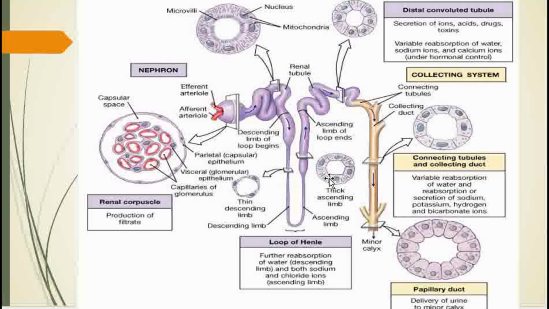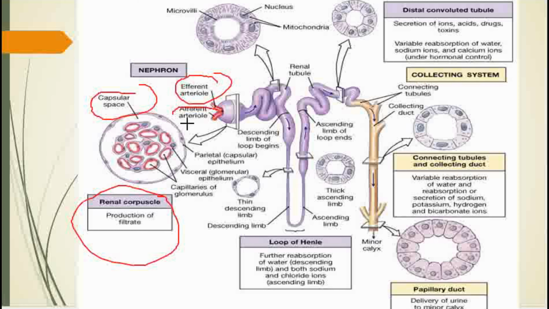Next, in the summary you can see this picture, the nephron. Here you have the capsular space and the renal corpuscle, where the production of filtrate occurs. Here you have the afferent arteriole, and a magnified picture is given. You can see the capillaries of the glomerulus, and here the proximal convoluted tubule, the first attachment, and the loop of Henle you can see here. Here you can see the distal convoluted tubule. In this renal tubule, the descending limb of the loop begins here.